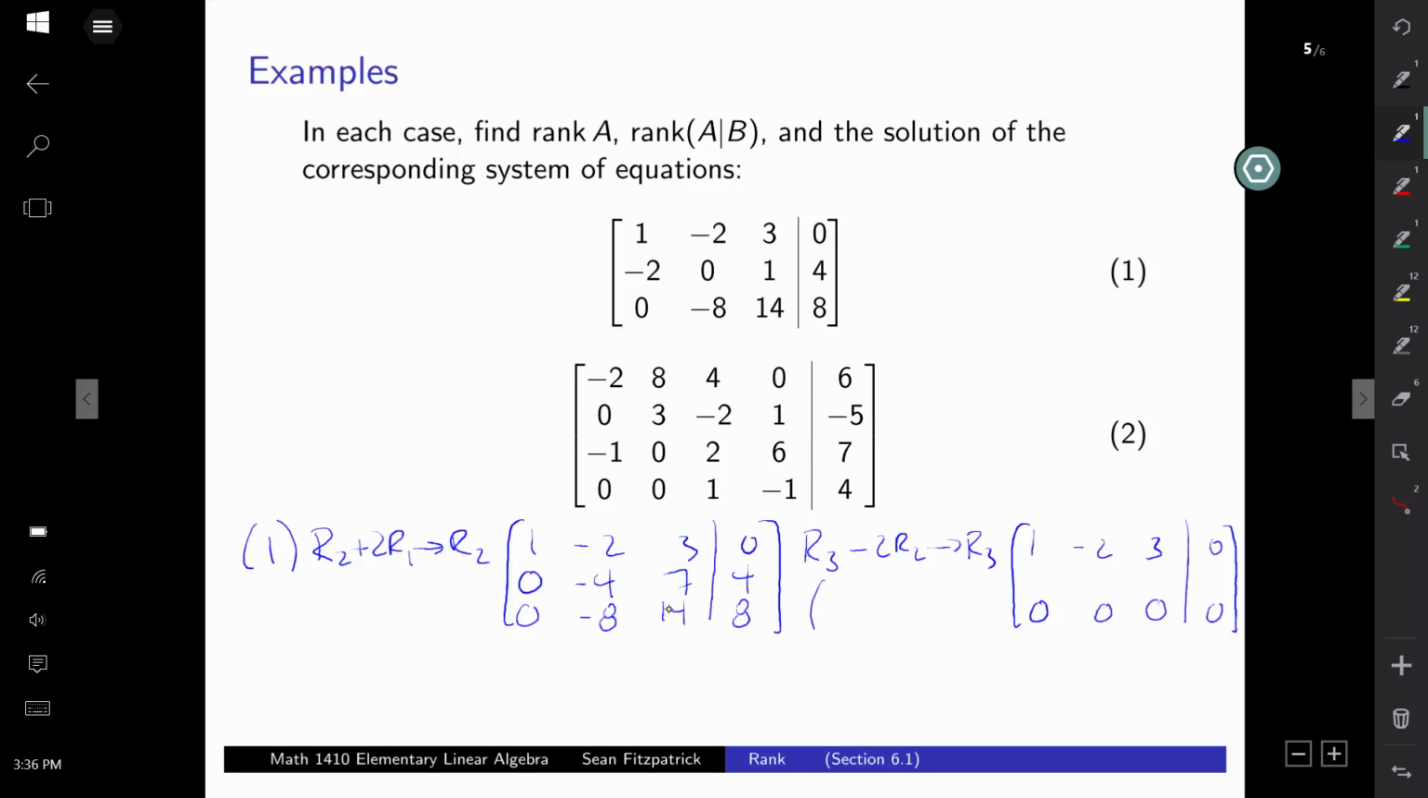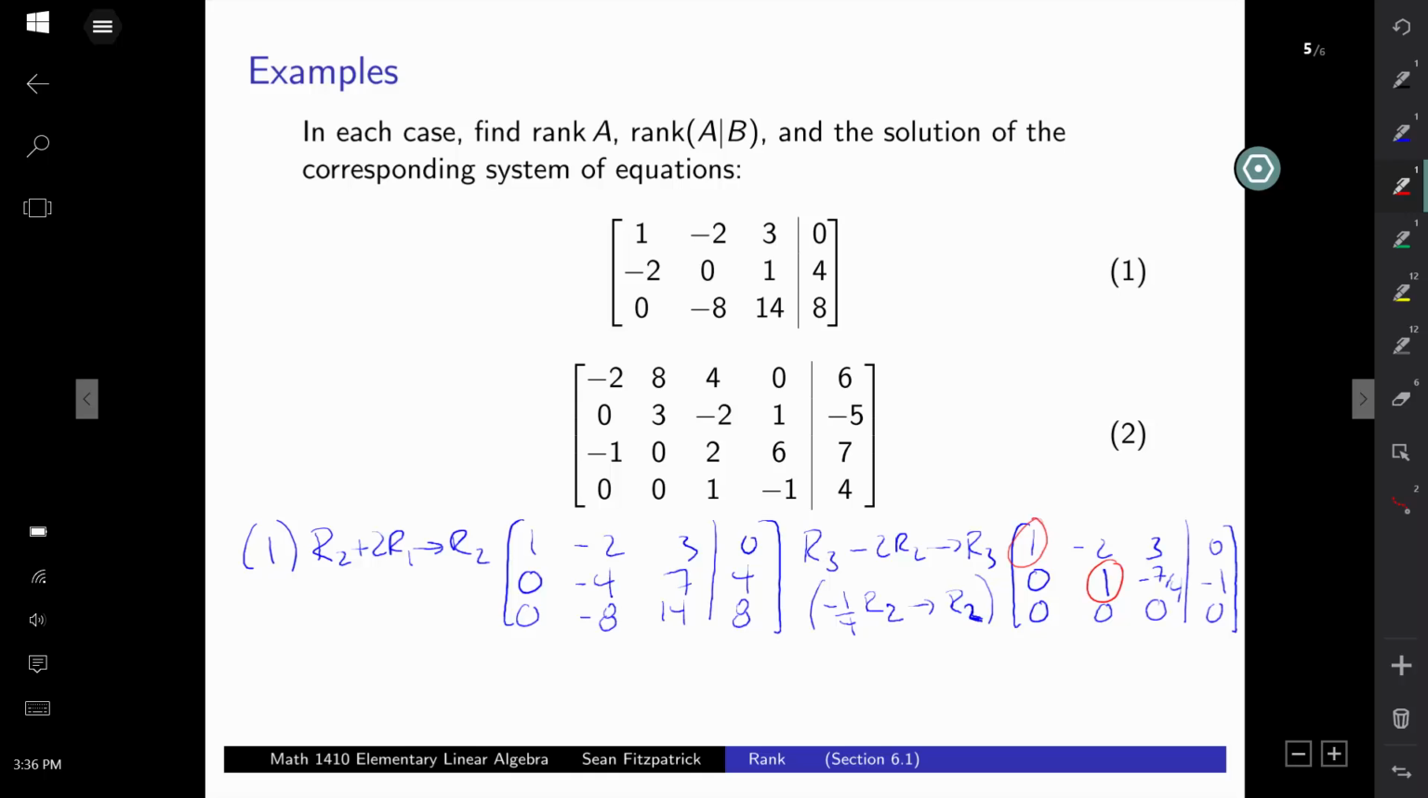Next up, let me do a second step. I'm going to do that other step: minus 1 over 4 row 2. It's going to become my new row 2. I want to make sure I keep those separate. So if I take row 2, I multiply by minus 1 over 4, I've got 0, I've got a 1, I've got minus 7 over 4, and I've got minus 1.